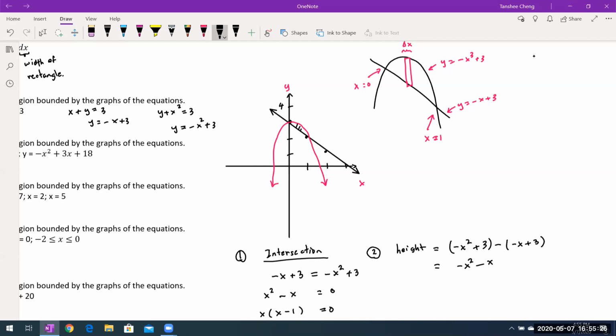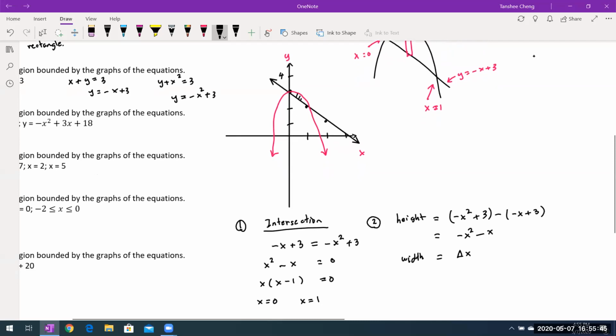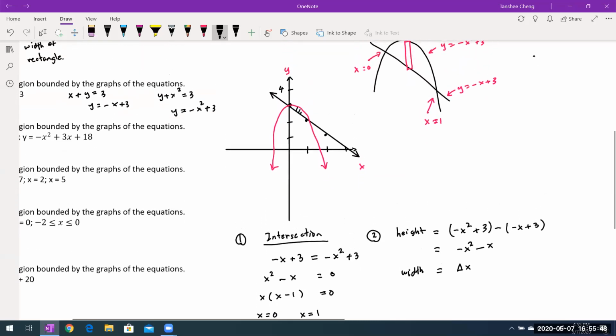That's my height. So my width is already known after you decided your rectangle is going to be vertical or horizontal. Since we already decided vertically, our width will be what? Delta x, which is basically going to be a dx. And once we got that, then we can basically set up our integral from here.